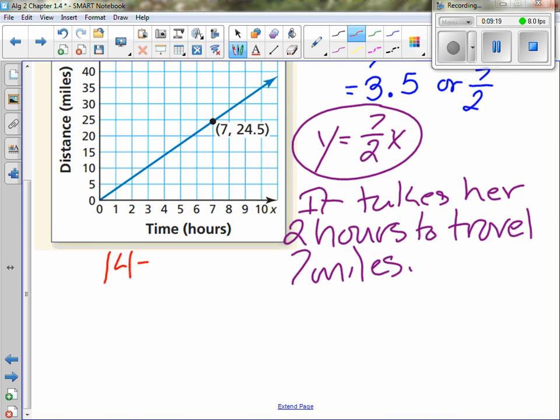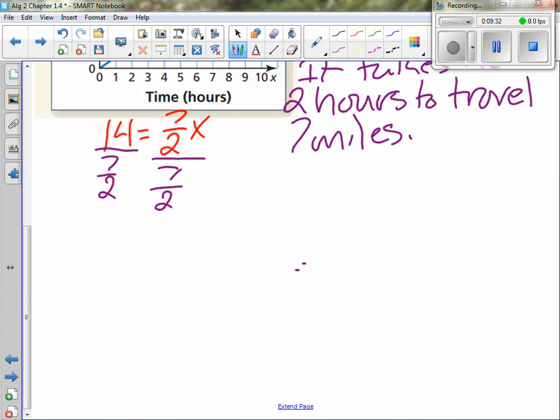Because the other way we could have done this is set it up like this here, and then divide both sides by 7/2. Well, these will cancel, leaving me with x, and this ends up being 4. So 4 hours. It'll take her 4 hours.